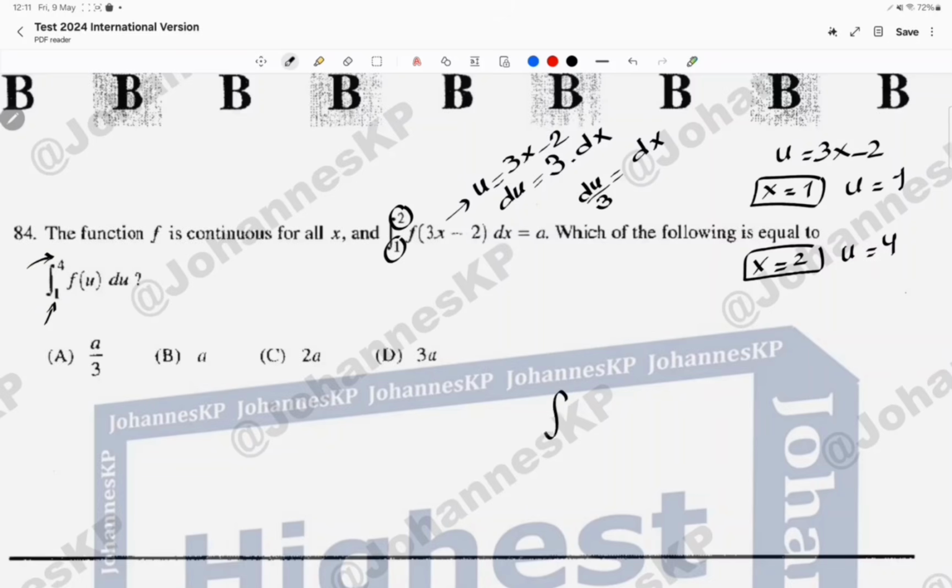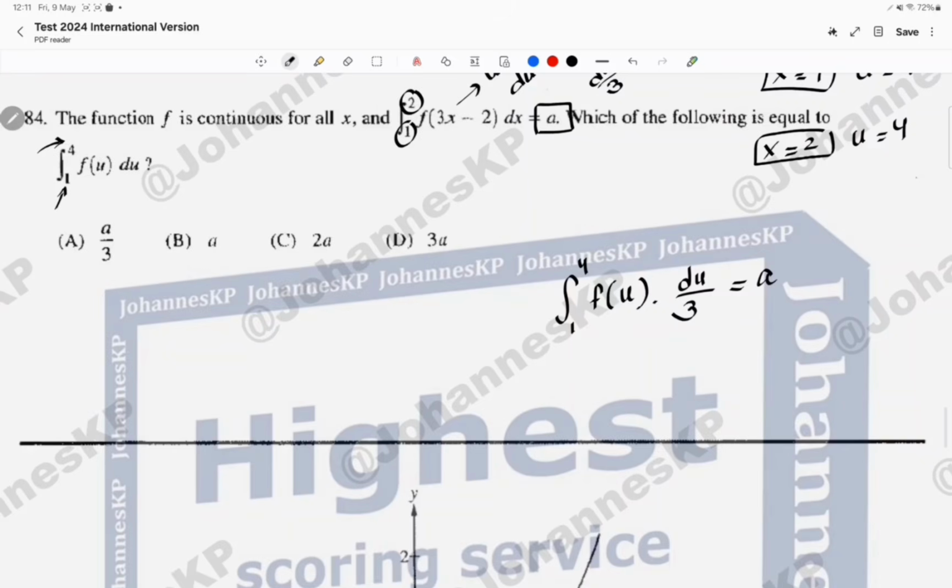So we're going to say the integration from 1 to 4 of f of u, and instead of dx, you put du over 3, is equal to a. Now, just multiply everything by 3. This goes away, and this becomes 3a. Good.